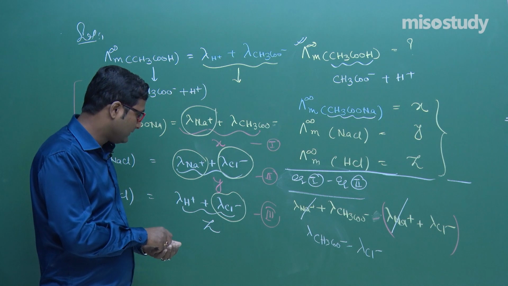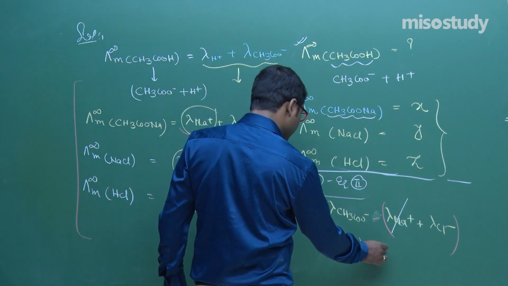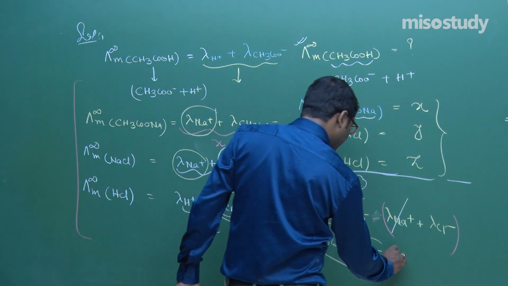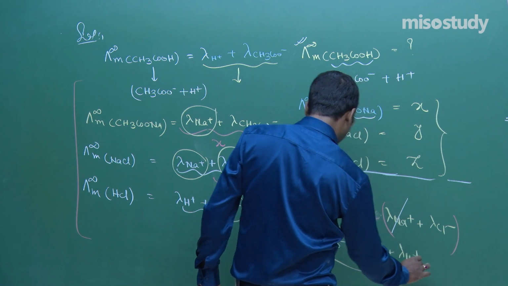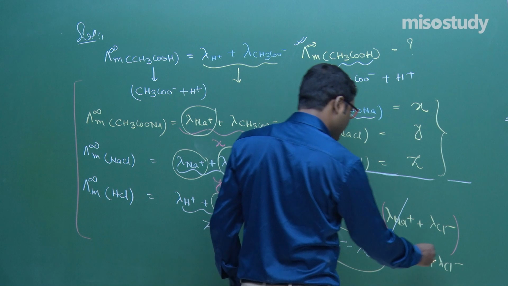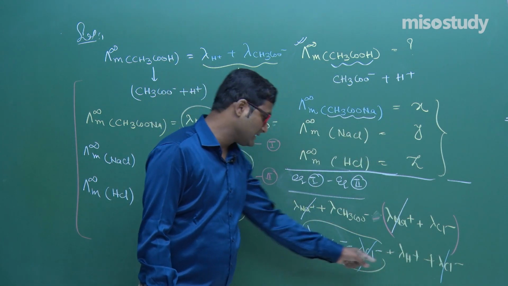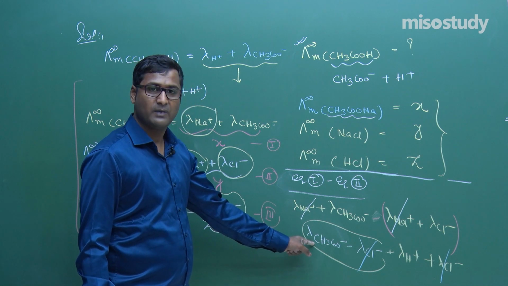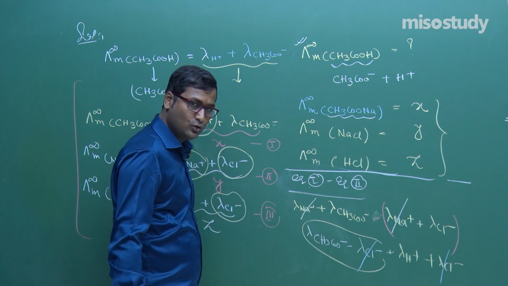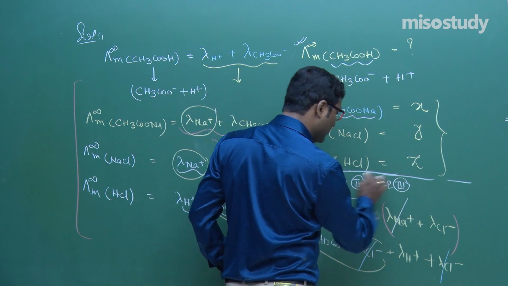Then what will happen? Now if I add equation 3, plus lambda H+ and lambda Cl-, then what will happen? Now look at this, we reached the destination. This will cancel this one. We get lambda H+ and lambda CH3COO-. That is what we have done: equation 1 minus equation 2 plus equation 3. This is the output here.